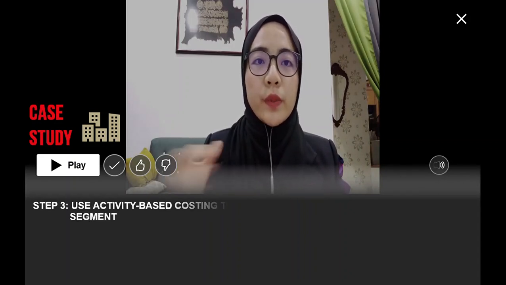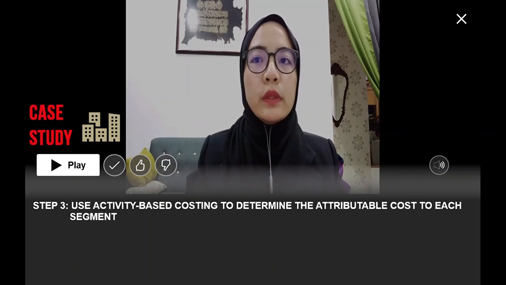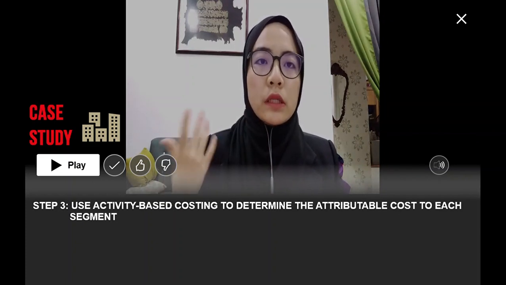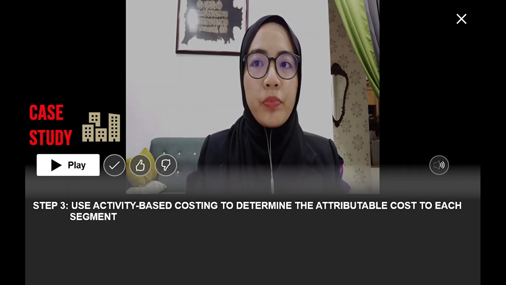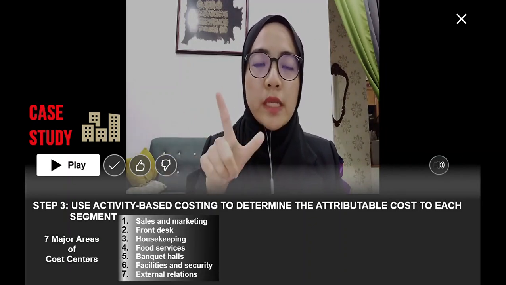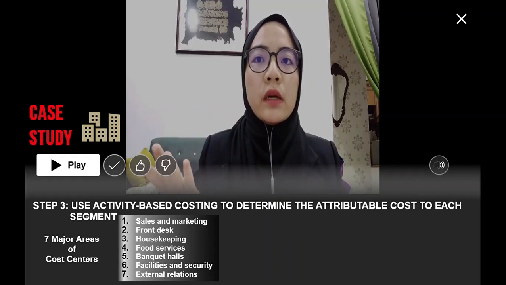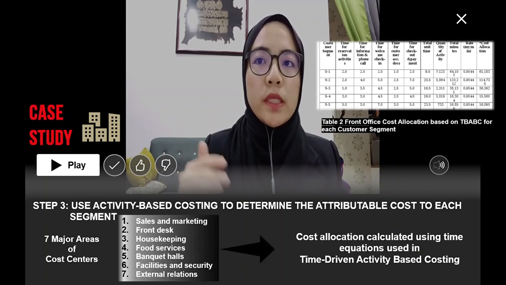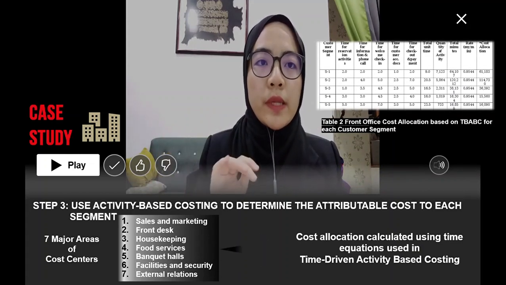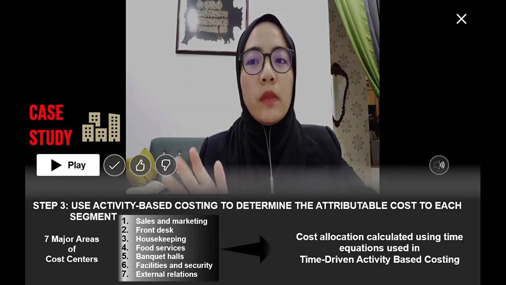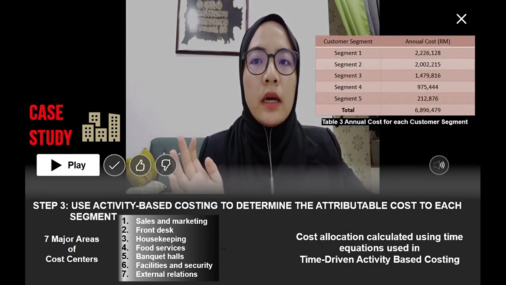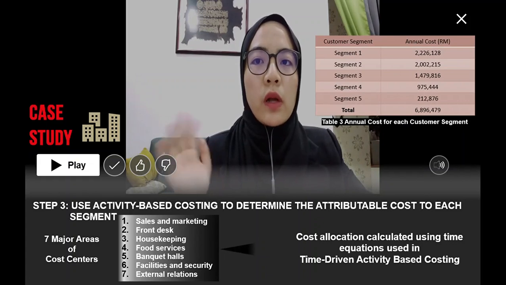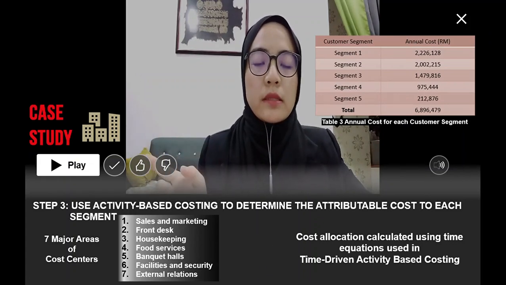I will continue with step 3, which is to use attributable based costing to determine the cost attributable to each segment. The hotel divides its cost center into 7 major areas to determine the cost incurred to serve each customer. The management applies the time equation, which uses time-driven activity-based costing. We can see in table 3 the annual cost for each customer segment.